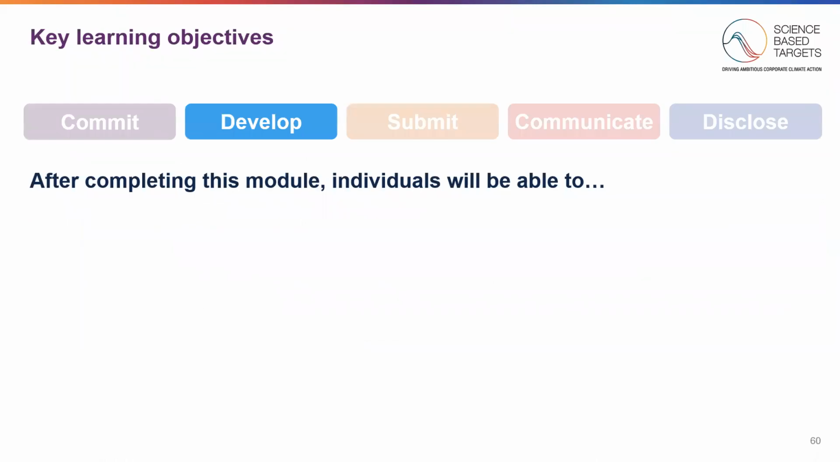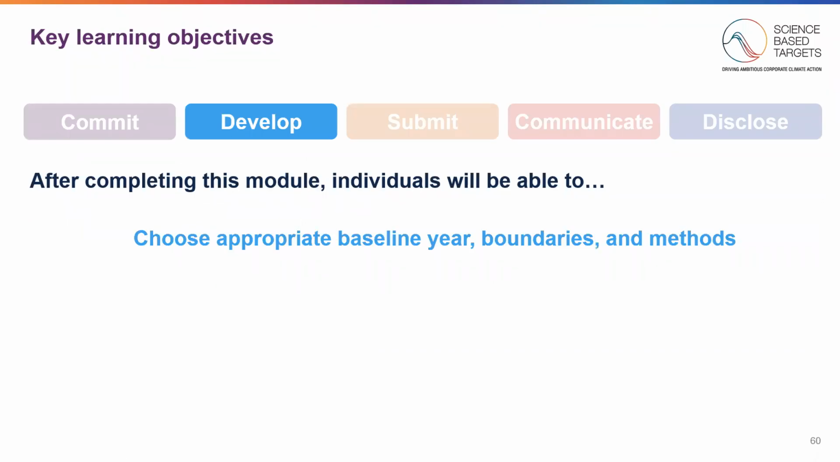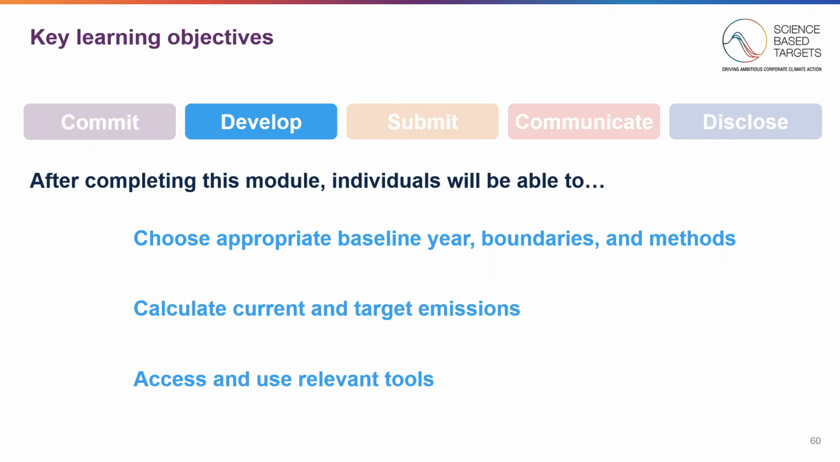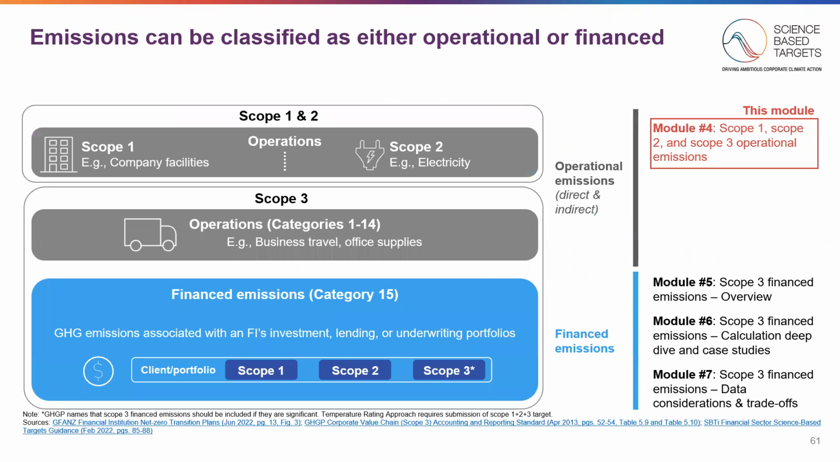After completing this module, you'll be able to choose an appropriate baseline year, boundaries and accounting methods, calculate current and target emissions, access and use relevant tools. Let's get started. As discussed in Module 3, emissions are classified into direct, Scope 1, and indirect emissions, Scope 2 and 3. Scope 3 can be further divided into those originating from the company's operations, categories 1 through 14, and those originating from financed emissions, category 15, which you see in the bright blue.